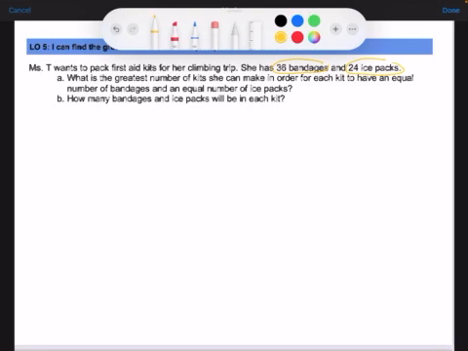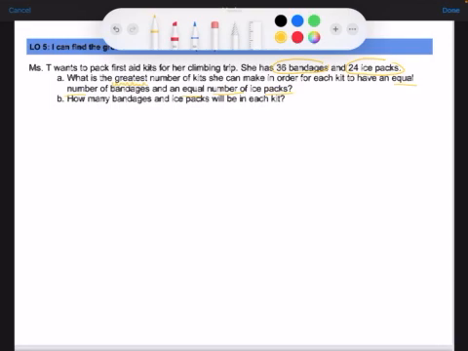We're asked two questions. What is the greatest number of kits she can make in order for each kit to have an equal number of bandages and an equal number of ice packs? And the second question is, how many bandages and ice packs will be in each kit?